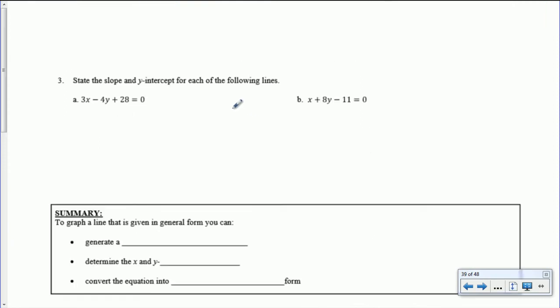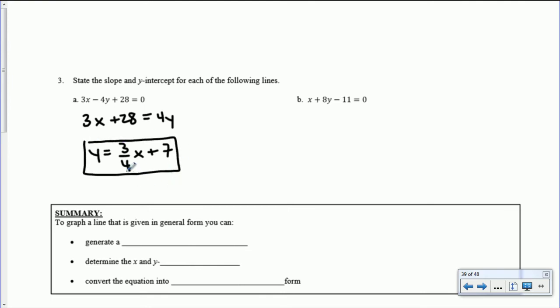Alright, a couple more. State the slope and y-intercept of each of the following lines. So it would probably be helpful just to convert these to slope y-intercept form. So I'll go 3x plus 28, bring the 4y to the right side of the equation. Get rid of the 4 by dividing everything by 4. So y is 3/4 x, and 28 divided by 4 is just 7. So you can see at a glance that the slope is 3/4 and the y-intercept is 7.